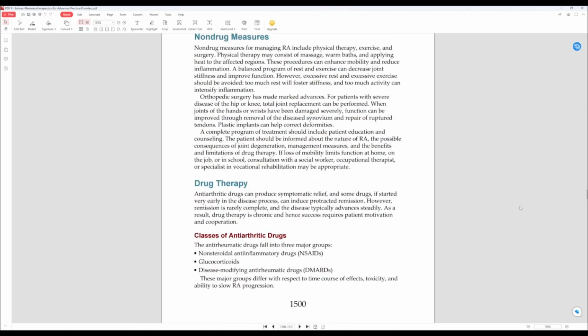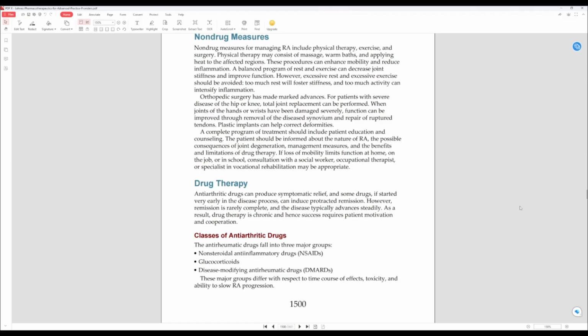So, non-drug measures. Non-drug measures for managing rheumatoid arthritis include physical therapy, exercise, and surgery. Physical therapy may consist of massage, warm baths, and applying heat to the affected regions. The procedures can enhance mobility and reduce inflammation. A balanced program of rest and exercise can decrease joint stiffness and improve function. However, excessive rest and excessive exercise should be avoided. Too much rest will foster stiffness, and too much activity can intensify inflammation.